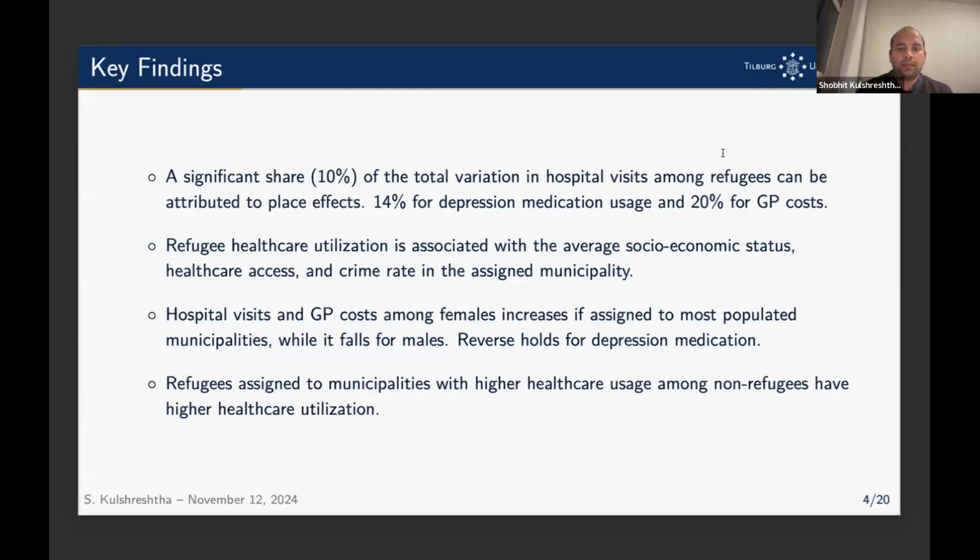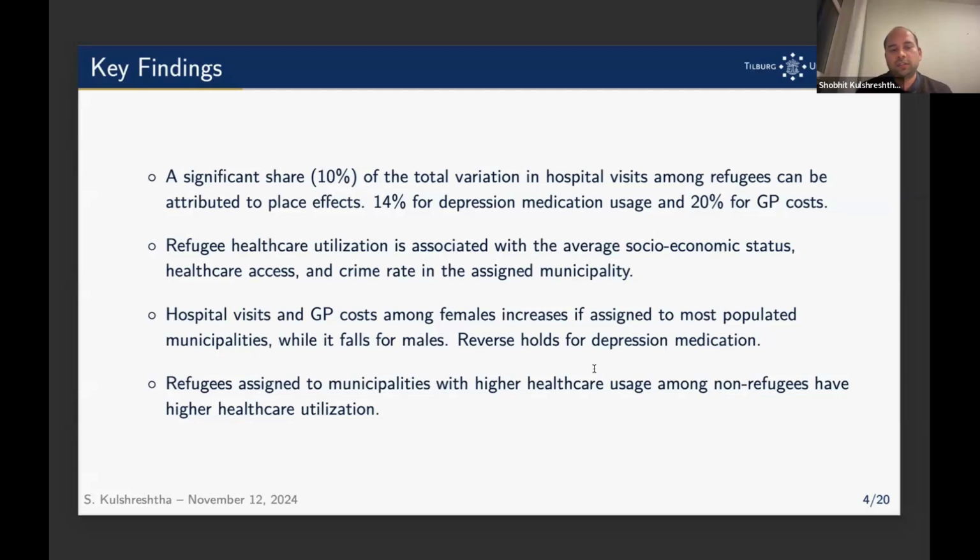Then I also look at the heterogeneity among females and males, as well as children and the adult population. And what I find is that the hospital visits and GP costs among females are higher in the most populated municipalities, and lower for the males. Although for depression medication usage, I find the reverse. So the idea here is to see whether the top municipalities have a similar effect on both population groups.